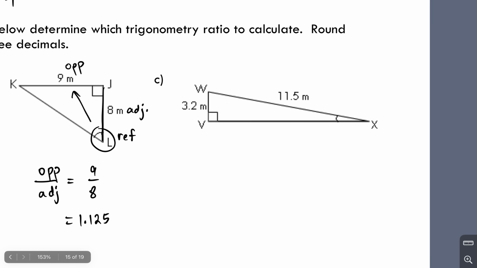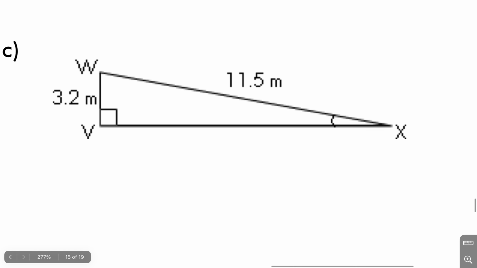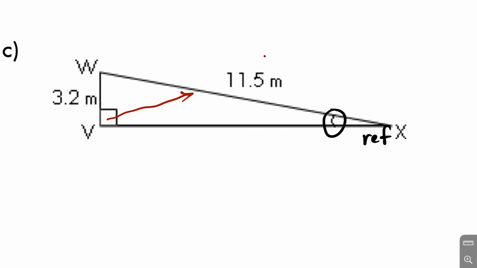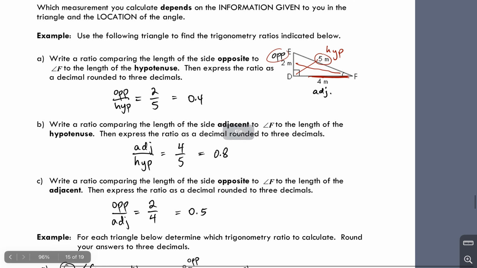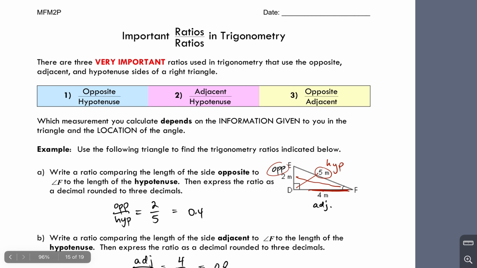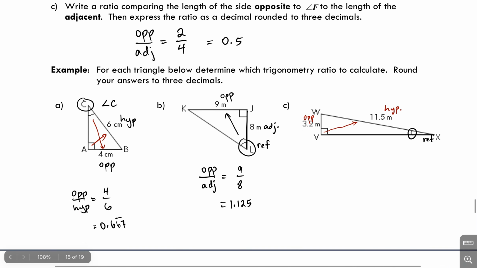For the next one, even if the angles get much narrower, look at the reference angle here, it's marked as angle X, okay? The 11.5, you still have to recognize that that is across from the 90-degree angle, so 11.5 is my hypotenuse. The 3.2 is all the way across from the reference angle, so that's going to be the opposite side. Okay, and the ratio relating the opposite and hypotenuse is going to be the opposite on top and the hypotenuse on the bottom. So let's write that down.